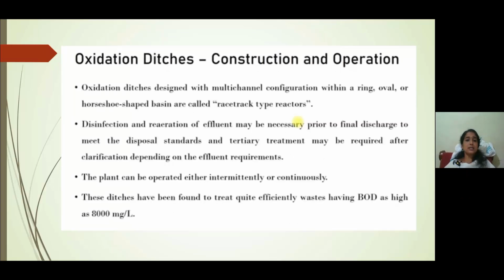Then oxidation ditches designed with a multi-channel configuration with a ring, oval, or horseshoe shaped basin are called racetrack type reactors. And these ditches have been found to treat quite efficiently waste having BOD as high as 8,000 milligram per liter.